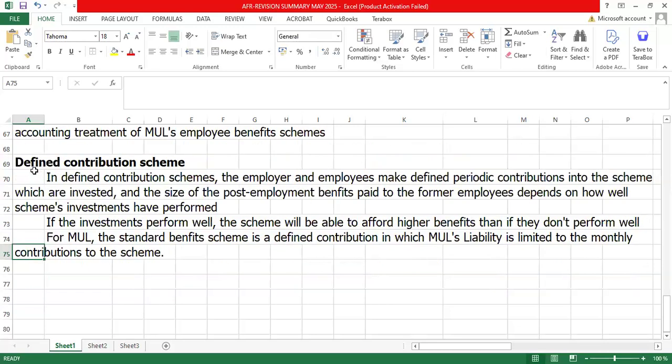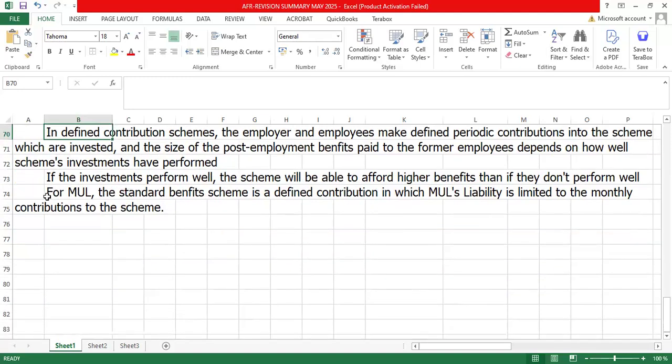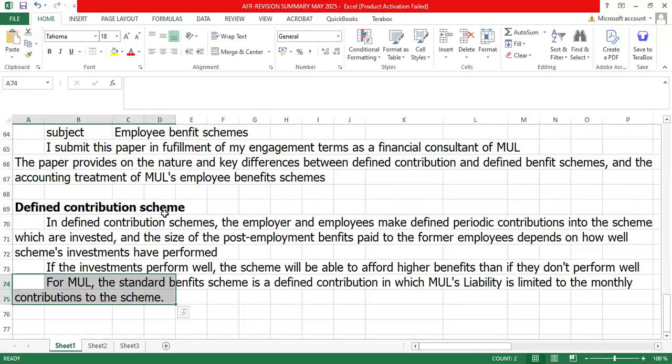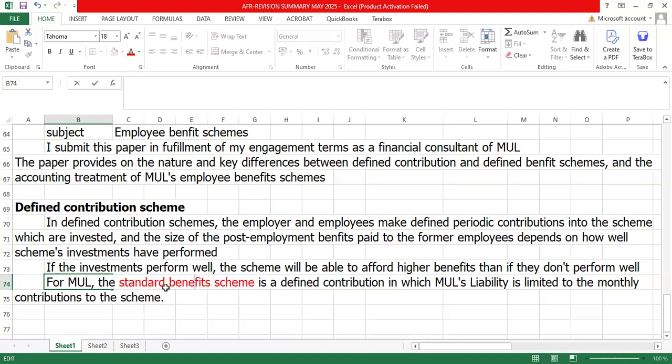So you have told the CFO what this is all about, what defined contribution is, and you have clearly shown what qualifies as the defined contribution scheme in relation to Moore. We have said that this standard benefit scheme is a defined contribution scheme. So that's enough about defined contribution scheme.